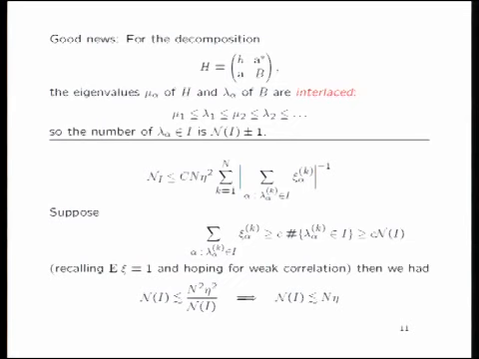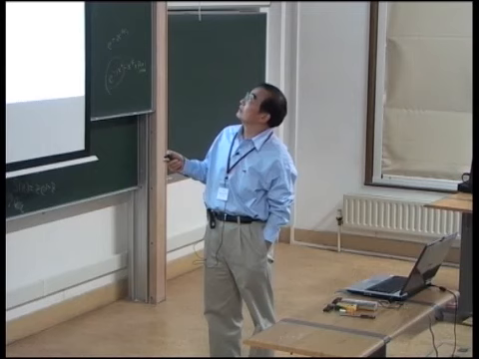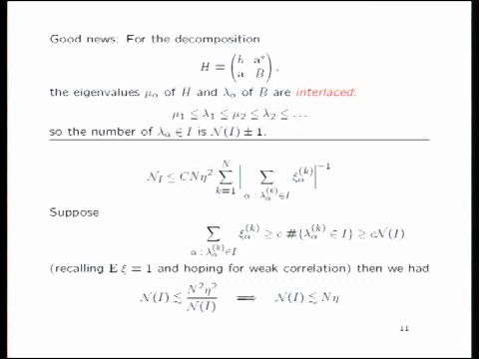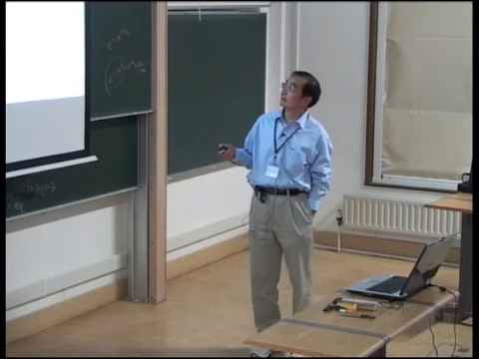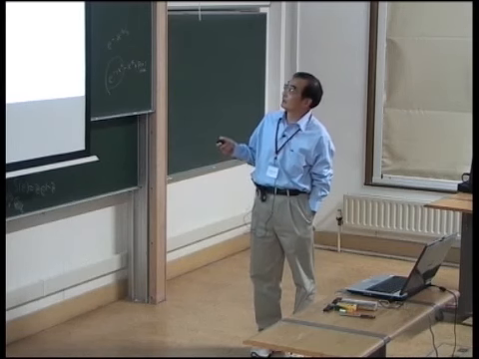This is well known, but once you play with this decomposition, you will find that if you call the eigenvalue of H mu alpha, and the eigenvalue of B lambda alpha, they are interlacing. There's a very strong interlacing property. Between any two mu, there's a lambda. Between any two lambda, there's a mu. So the number of eigenvalues of H and of B is almost the same. The difference is just 1. Okay, so now the key point here is, let's make the following assumption.